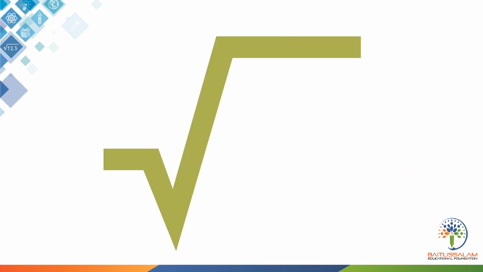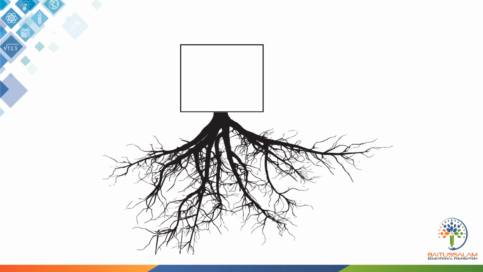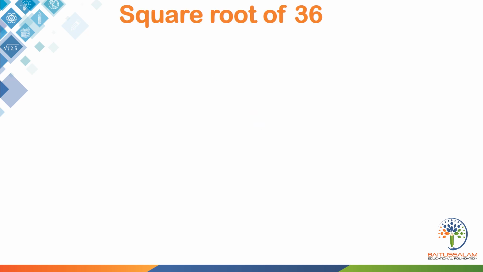Now you know what squares are. The reverse operation of squaring is square root. Square root is also called under root. The under root or square root is denoted by the following symbols. Now let's move towards the method to find the square root of 36.